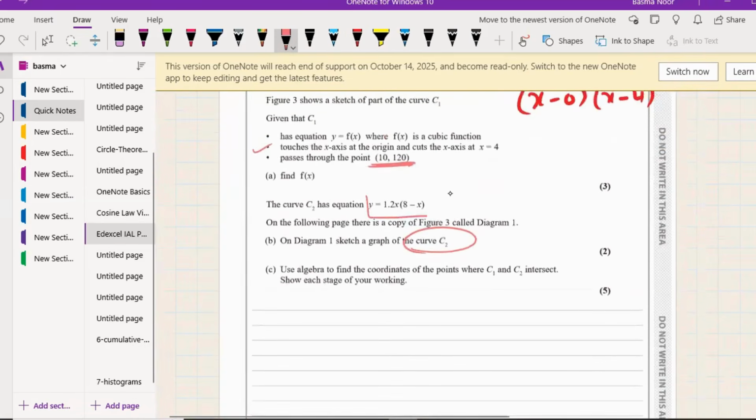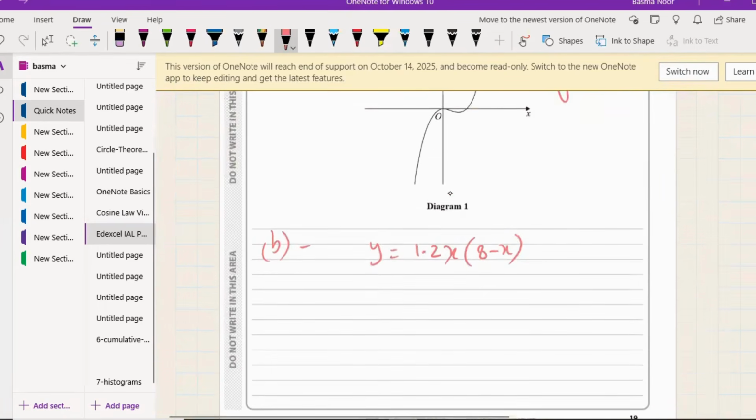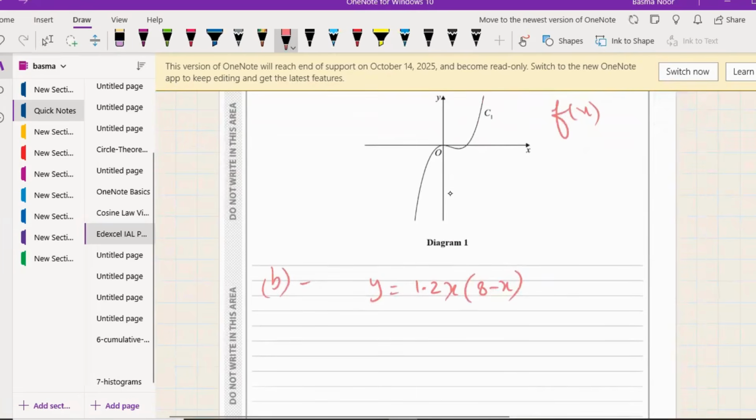C2, this is our C2 curve, y equals 1.2x times 8 minus x. When you expand this you will get a quadratic function, but we will not do that because we can find what we need more simply. To plot the quadratic function you need three things: x-intercepts, y-intercepts, and a vertex.